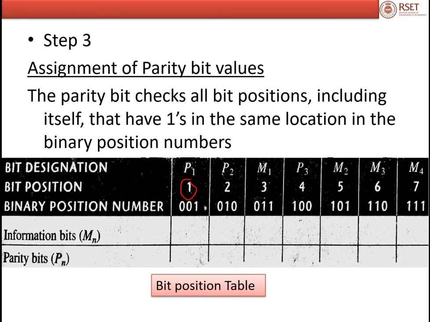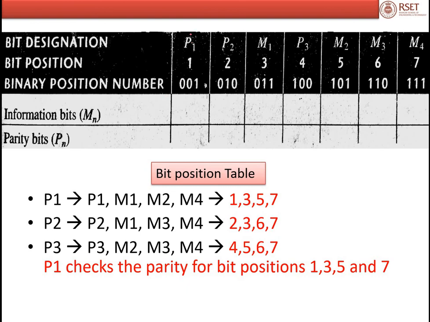We have to write the information bits and parity bits. Each parity bit will check all the bit positions, including itself, that have ones in the same location in the binary position numbers. So we will take the parity bit P1. Looking here, the binary position number is 001, so the rightmost bit is 1. We will see which positions have rightmost bit 1. So parity bit P1 will check bit positions 1, 3, 5 and 7.